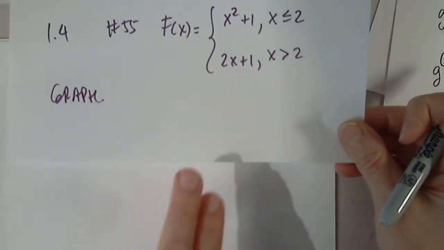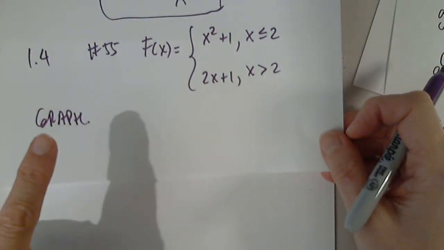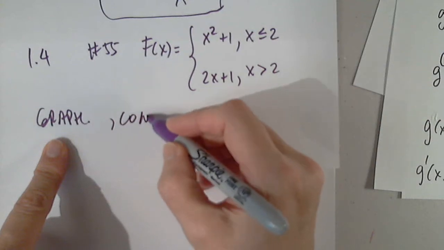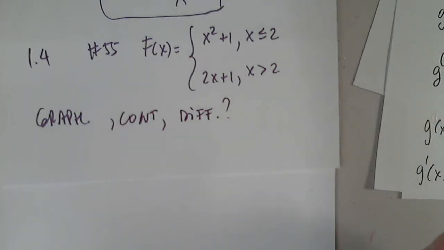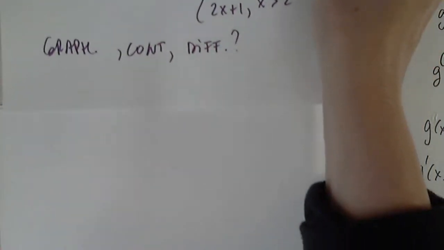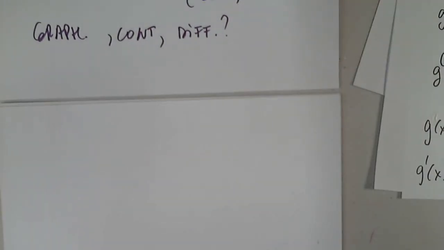So this is a piecewise defined function. We're asked to graph, and to look at continuity and differentiability. Three different topics, three different parts here.